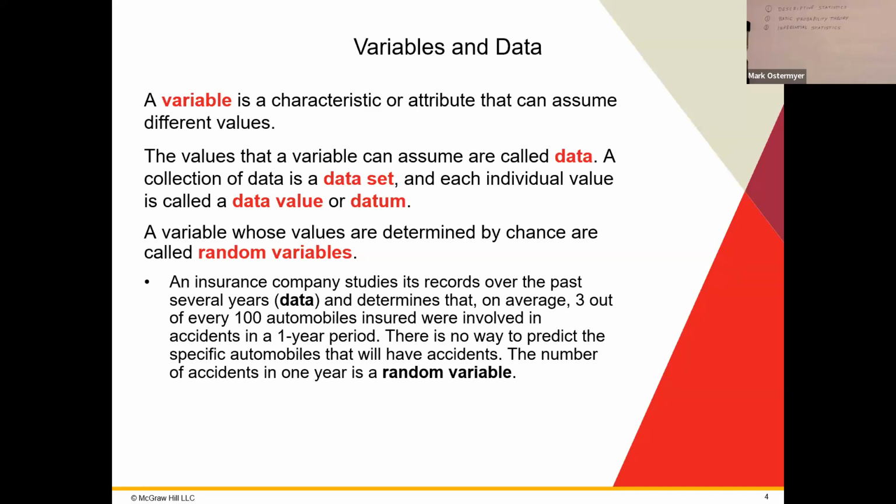When we get into probability, our variables will be called random variables in the sense that they can be basically assigned any numeric value by chance.